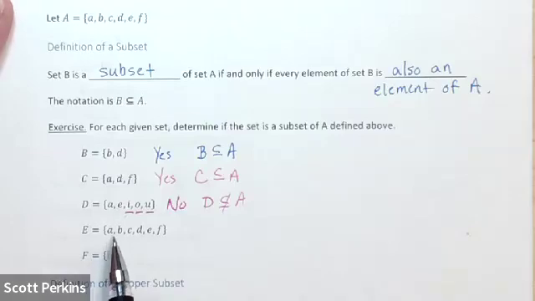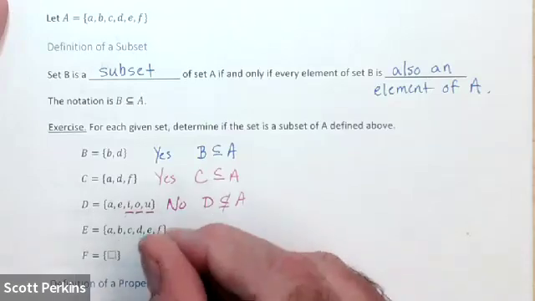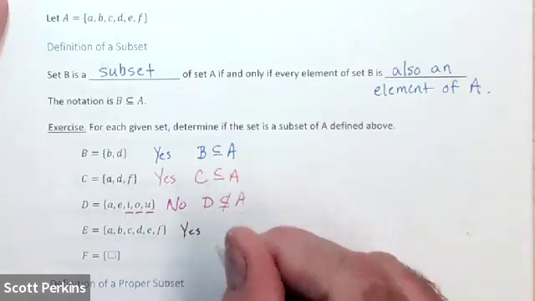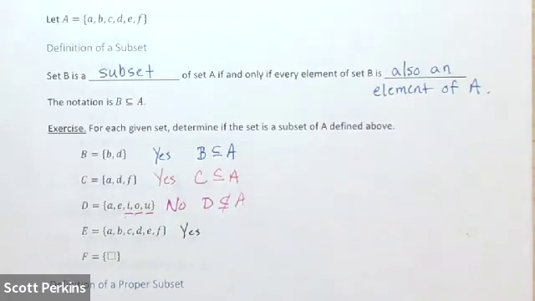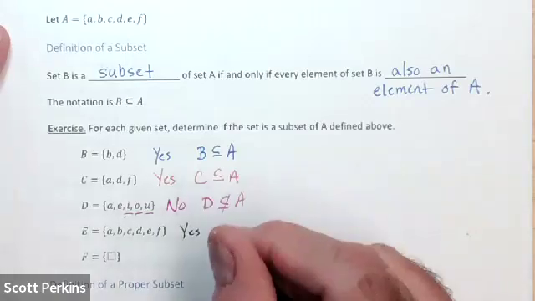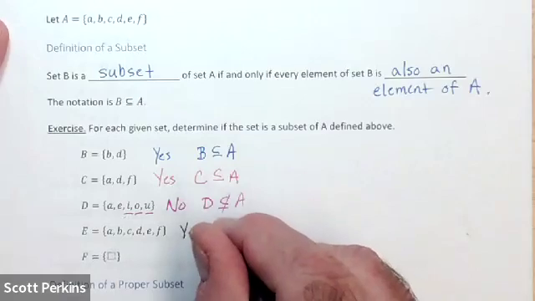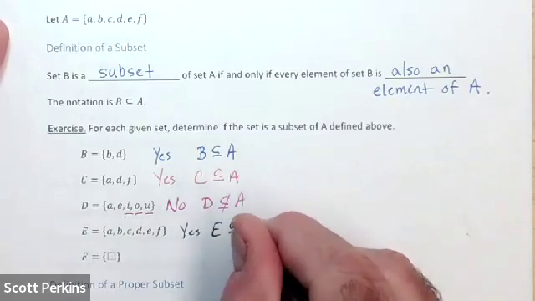So E is the elements A, B, C, D, E, F. Is every element there also in A? Yes. In fact, what do you notice about E? E has a specific relationship with A. How are they more specifically related than just being a subset? They're identical. They're equal sets. Yeah, fantastic. Great way to notice that. So E is a subset of A.